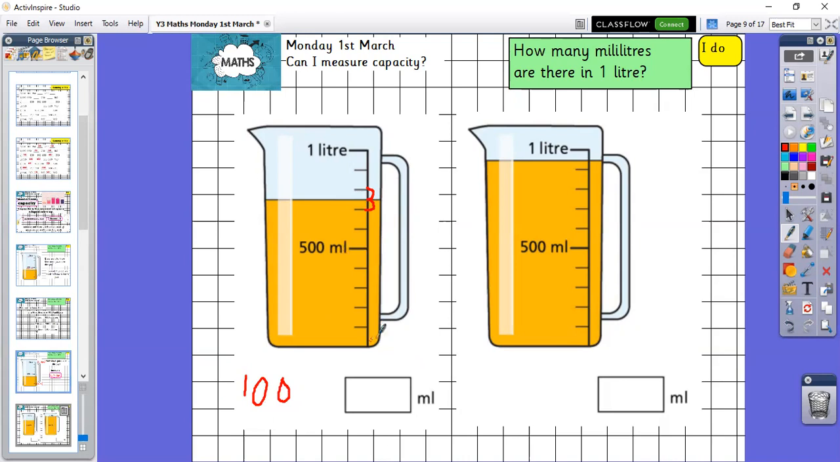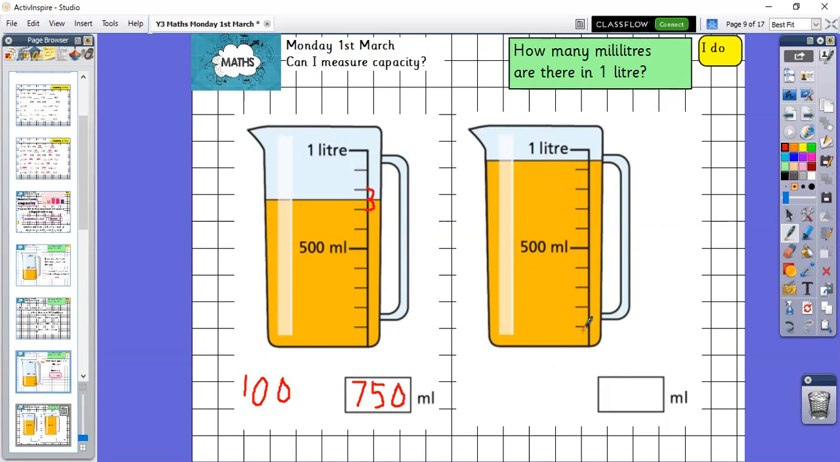So let's have a look. We can go from 500. We don't need to start from the bottom here. So 500, 600, 700. The juice hasn't quite got up to 800, so I know it's 700. It's right in the middle. So 700, I want to add that 50 on that we just talked about. I've actually got 750 milliliters here.